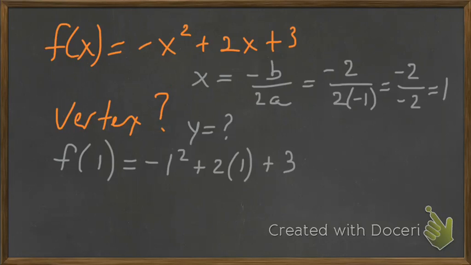This says the opposite of 1 squared. Well, that's the opposite of 1, -1, plus 2 plus 3. That y value is 4. So our vertex is going to be a point where 1 meets 4. Good to know.